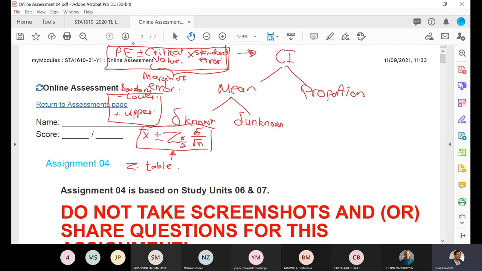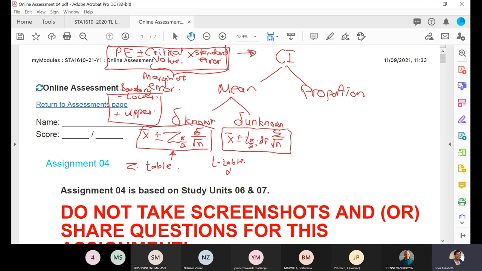To find the confidence interval when the population standard deviation is unknown, we use the point estimate plus or minus for the boundary. The critical value will be T alpha divided by 2 with the degrees of freedom, times the sample standard deviation divided by the square root of n. And that will give you the confidence interval for the mean when the population standard deviation is unknown. Now, finding the critical value, we're going to use the T table.